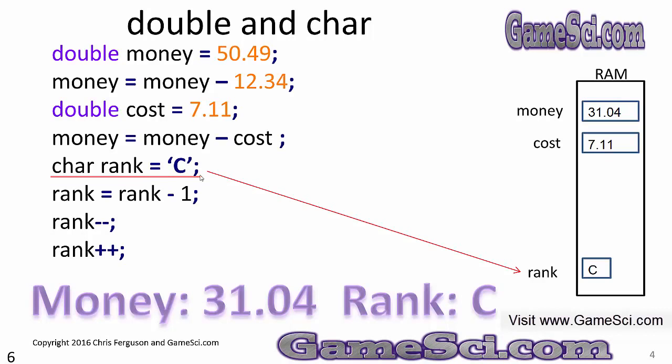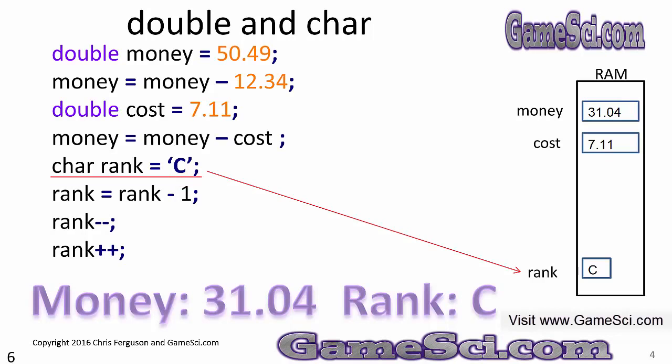There's something interesting about characters. I'm storing a single character here. The type is char, or character. The name of the variable is rank. How strong is this player? And the current value, or initial value, is C.